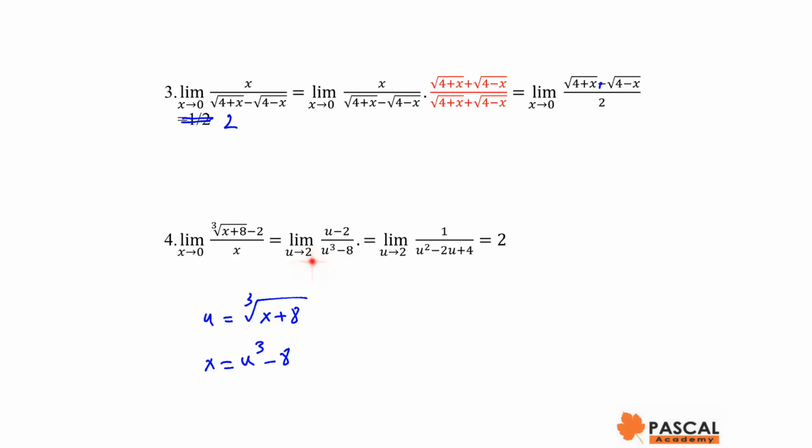To find the limit, we use factoring, and we factor the denominator: it would be u minus 2 times u² plus 2u plus 4. The limit would be the same as the limit of 1 over u² plus 2u plus 4, which is 1 over 12.